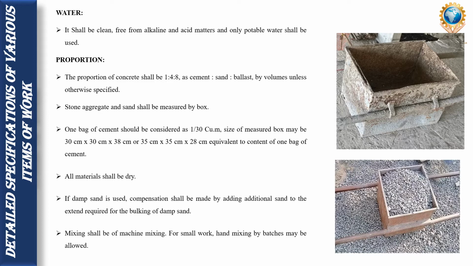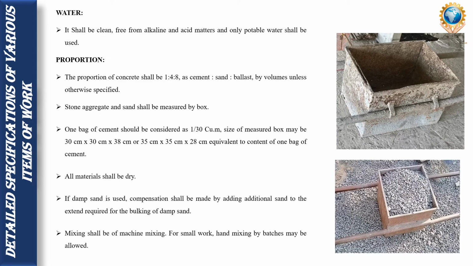Then one bag of cement should be considered as 1/30 cubic meter. The size of the measuring box may be off. So what is the size of one bag of cement? If it is asked in the question, we need to know it is 35 centimeter into 35 centimeter into 28 centimeter, okay. So this is the size of one bag of cement, okay. The size of the measuring box is similar, like 30 centimeter cross 30 centimeter cross 38 centimeter, okay. Then all the materials we are using should be dry, okay. Then if damp sand is used, compensations can be made.